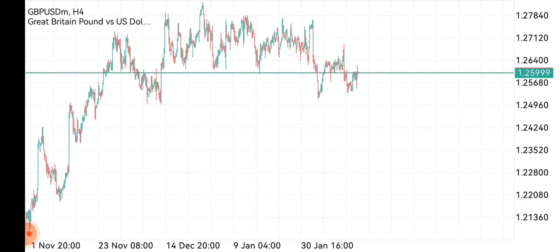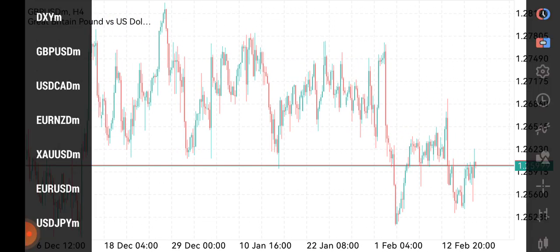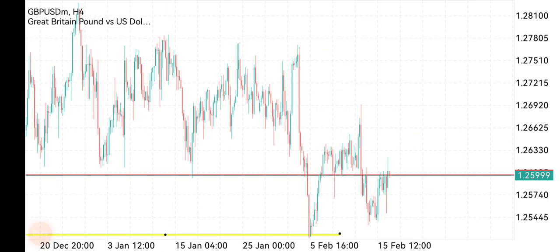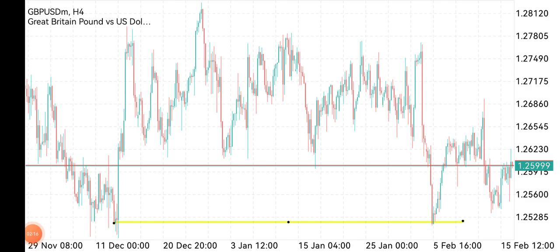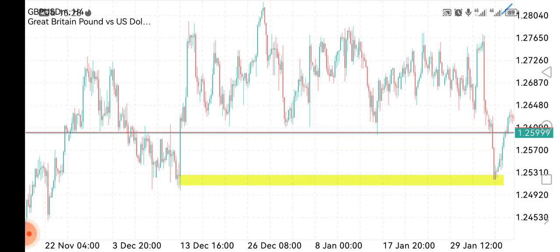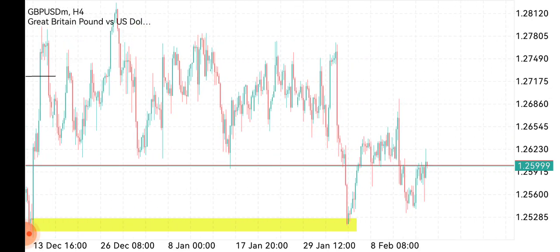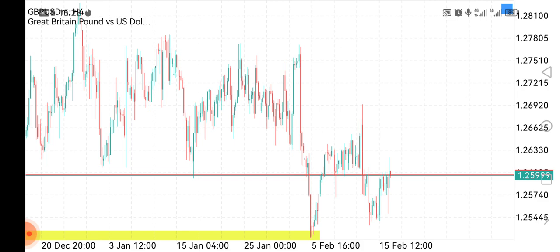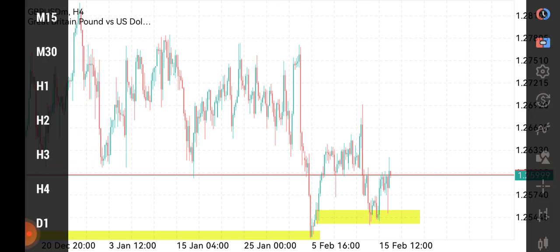The coming week, as you can see on the GBP USD H4 time frame, GBP USD just respected this demand zone here. This is the demand zone that pushed the price to break this previous higher high that we have and create a new higher high. Let's go to a smaller time frame and see what's happening. After retesting there, you can see that the market retested another demand zone and respected it. So let's go to a smaller time frame like H2.